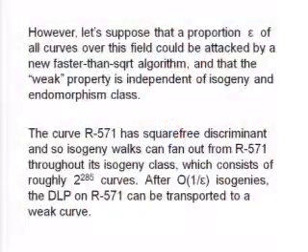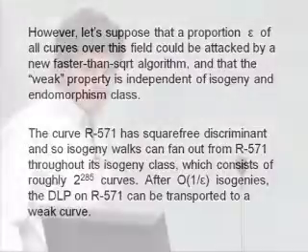Now, the conventional wisdom, in line with what I said on the early slide, is that if there is any difference in security level between the two curves that are recommended for that field, the random one and the anomalous binary one, the random one, R571, is the safer choice than the K571 binary curve they recommend. However, that's the conventional wisdom. Let's suppose that a proportion epsilon of all curves over this field could be attacked by this hypothetical algorithm. And let's also suppose that the weak property of being susceptible to this new algorithm is independent of isogeny and endomorphism class.